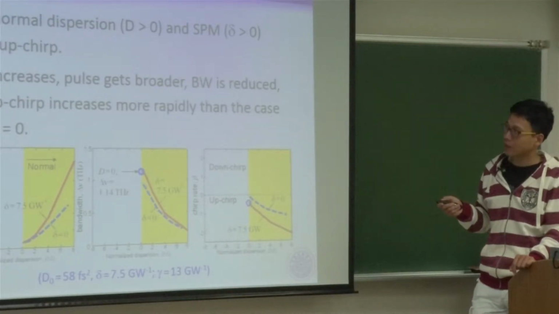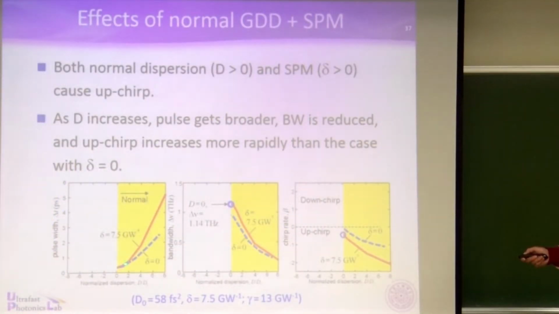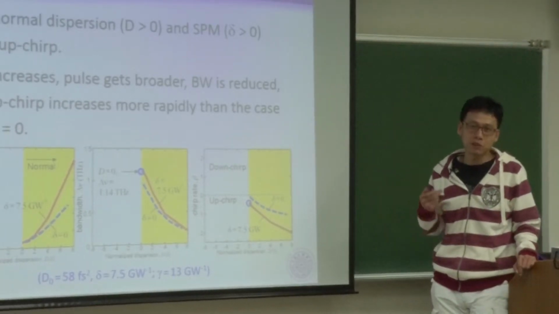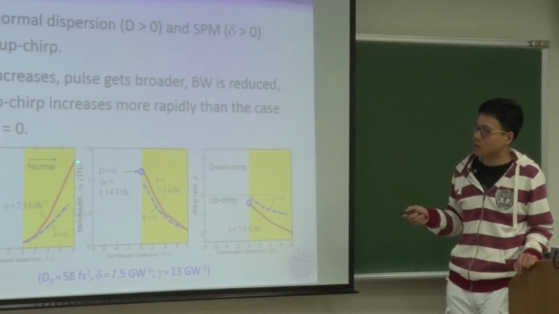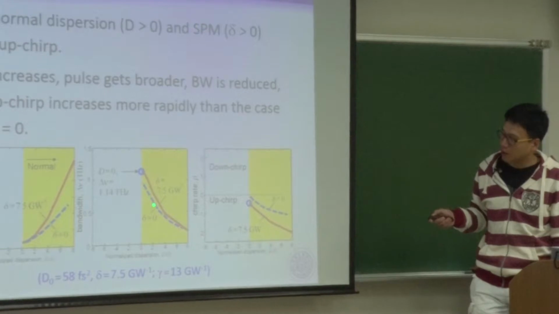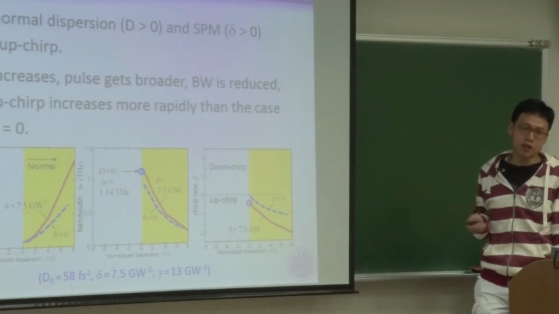So what information could we have? As GDD is more and more normal, okay, D coefficient is bigger and bigger, your pulse gets broader, right? 你可以看到，越往右边脉冲都是变宽的。bandwidth 越往右边都会变窄，然后你的 upchirp 也会增加，OK。所以这个趋势是不管你有没有 SPM，趋势大致都一样，但是程度不同，谁比较严重？红色的 curve 比较严重嘛，right? For example, your pulse width increases more seriously than the blue one when there is no SPM. Your bandwidth reduction is relatively similar, not like this case. And your chirp rate increases more seriously when you have SPM.